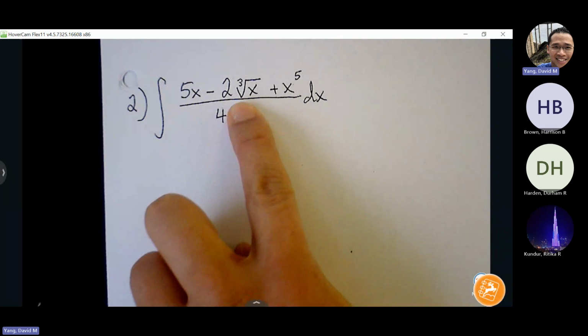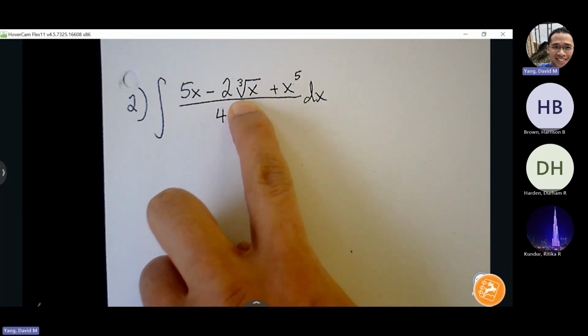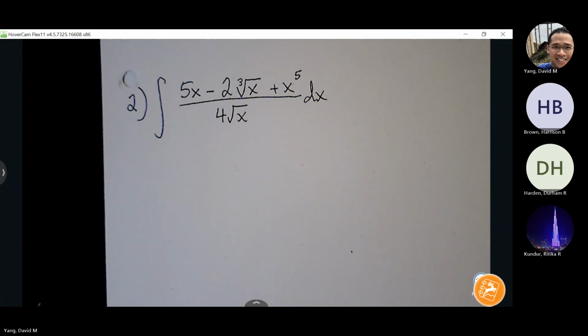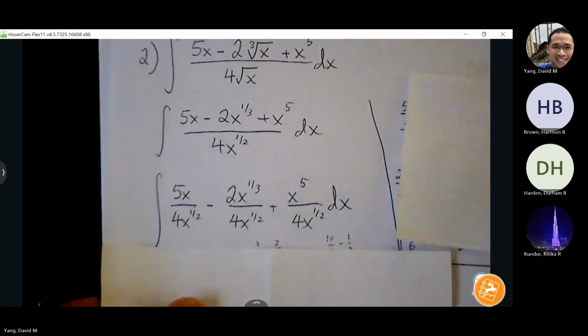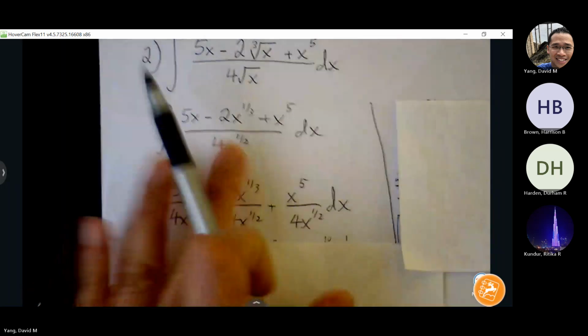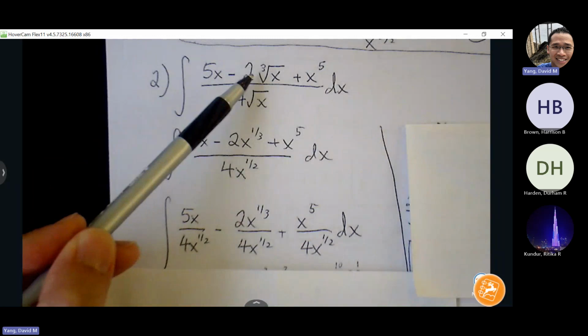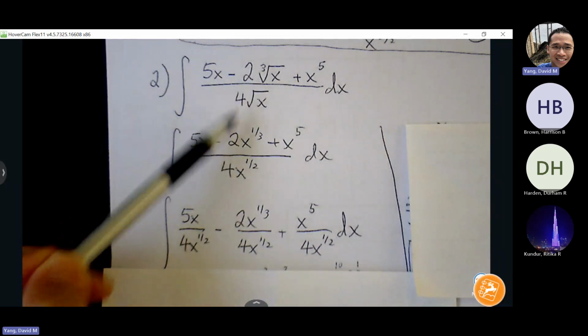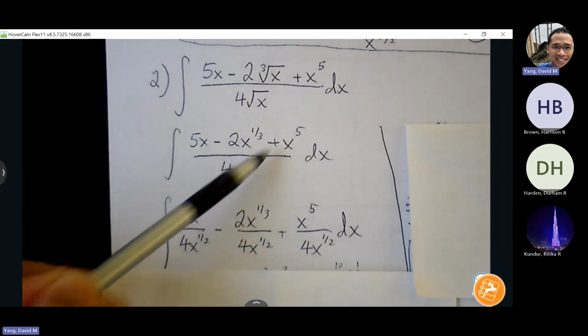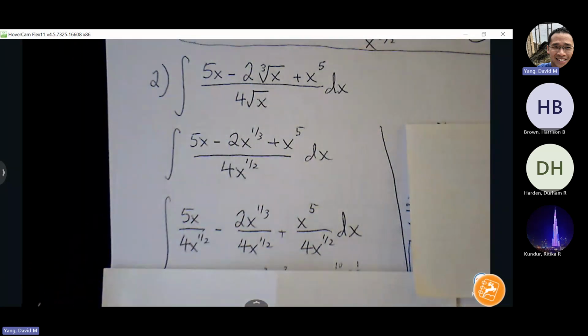And I'm going to rewrite these radicals as rational exponents. So first, I just converted the cube root of x to x to the 1/3, converted the root x to be x to the 1/2, and I'm going to start splitting them up into individual fractions. That way, it just feels like, oh, okay, I'm just handling 3 smaller problems rather than one messier one.